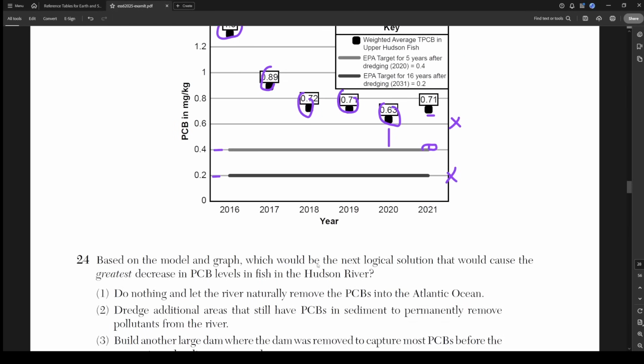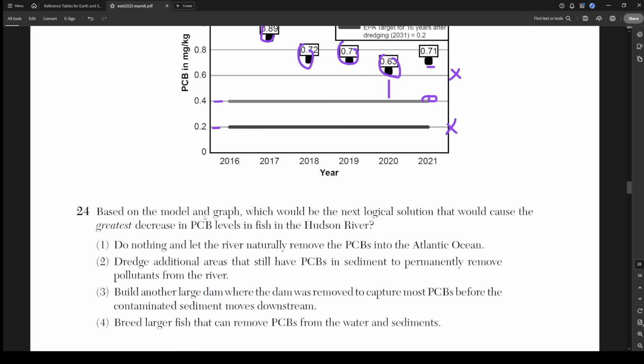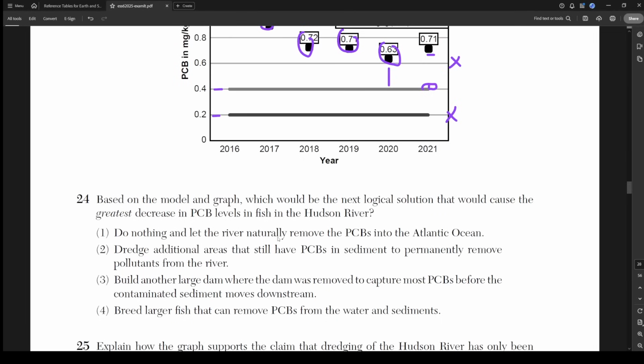Based on the model and the graph, which would be the next logical solution that would cause the greatest decrease in PCB levels in the fish? So what should we do? That would be the best. Do nothing? No.